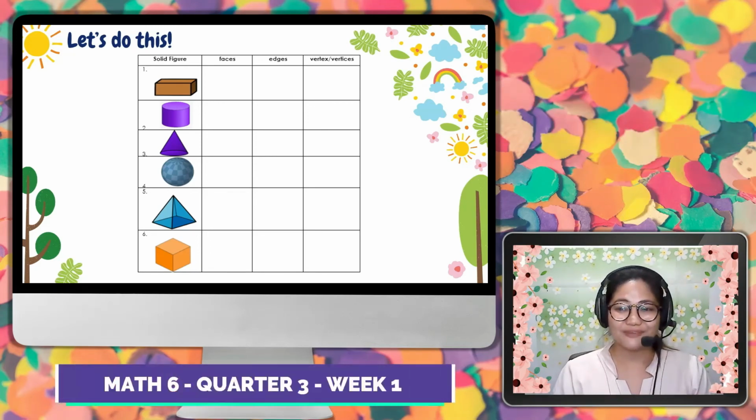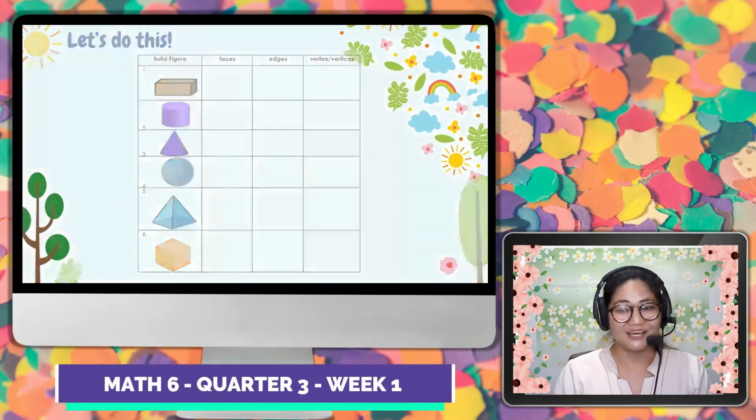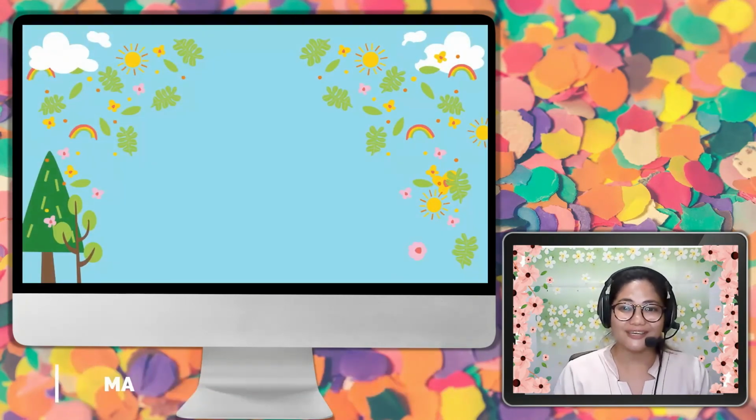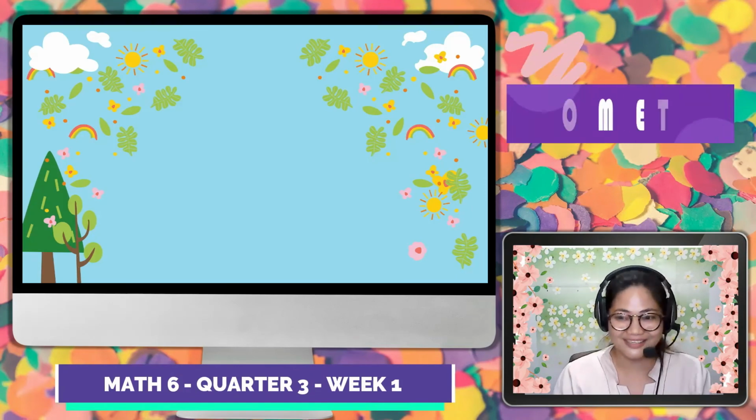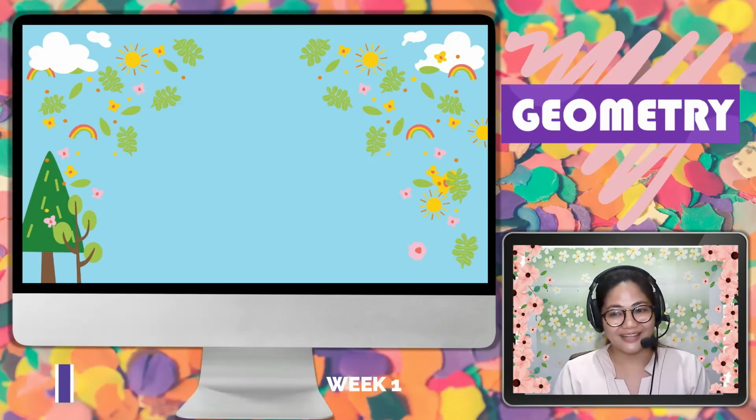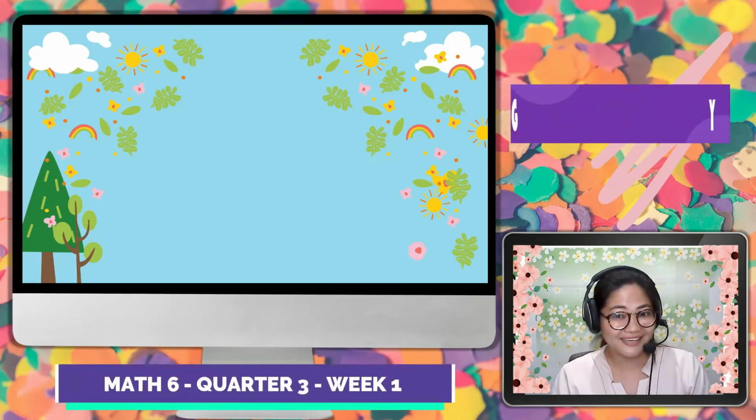Hope you learned something from our lesson for today. You can check all your learning activity sheets with the answer key. The answer key are attached to it. Don't forget to check it.